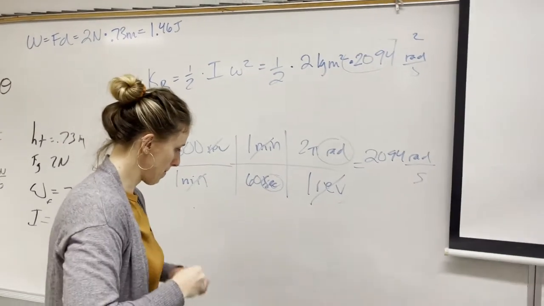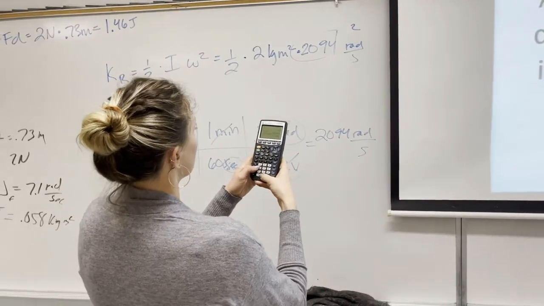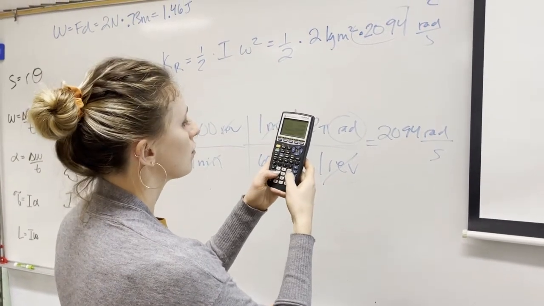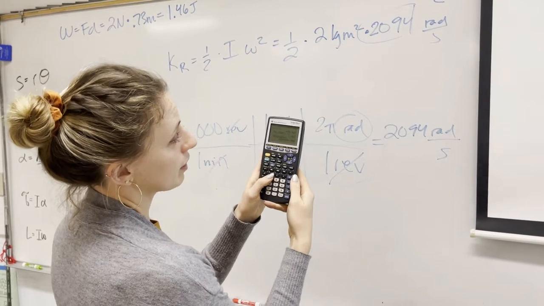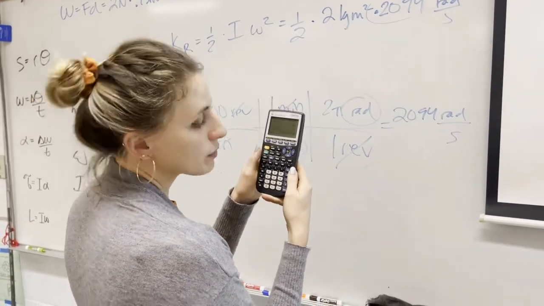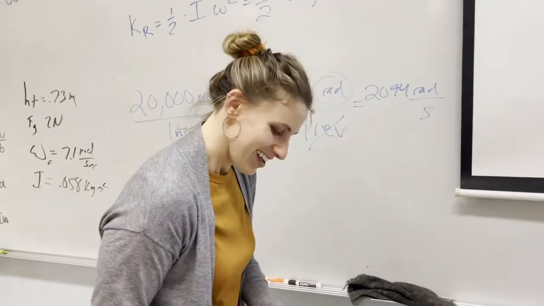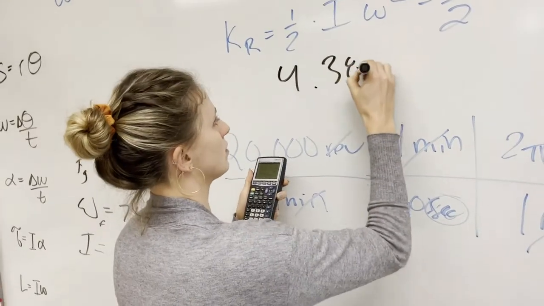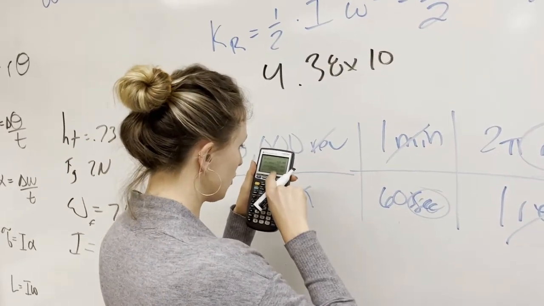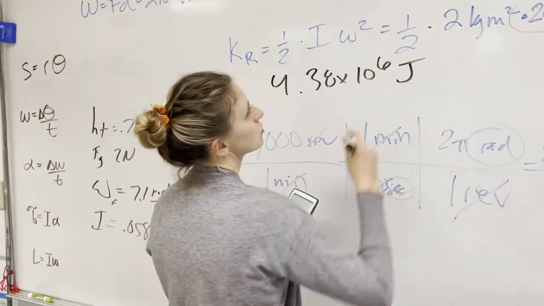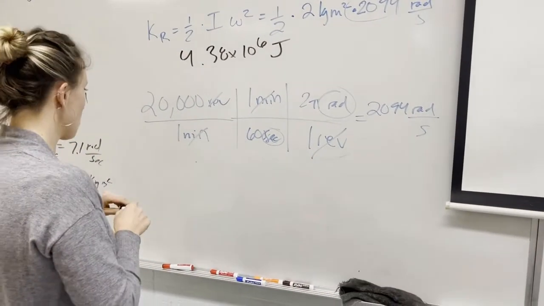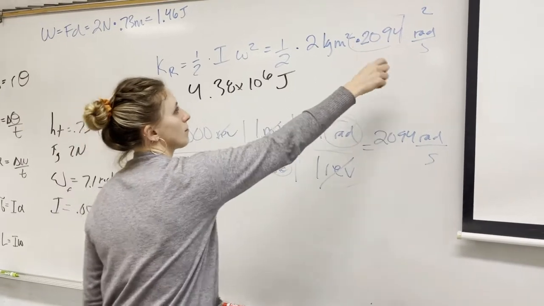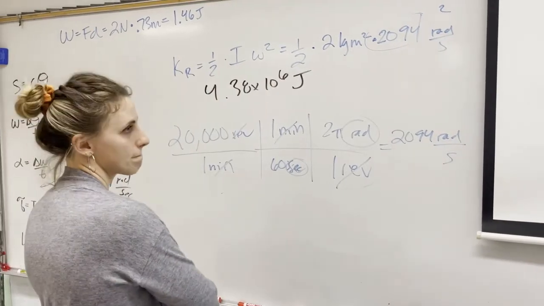Radians per second. So how much energy is stored? 0.5 times 2 times 2094 squared. And we get a big number. Let's put it in scientific notation. We'll call it 4.38 times 10 to the 6 joules. That's a lot. Yeah, because the energy increases with the square of the angular velocity. If you spin that thing up, you can store a lot of energy in that thing.